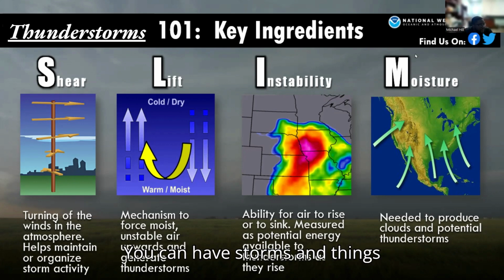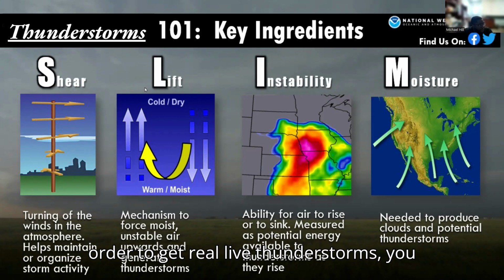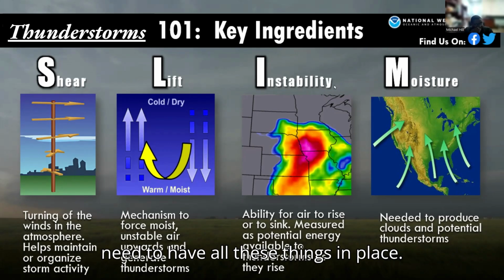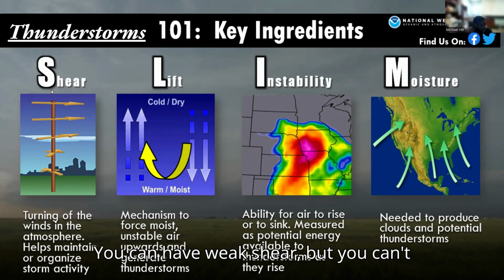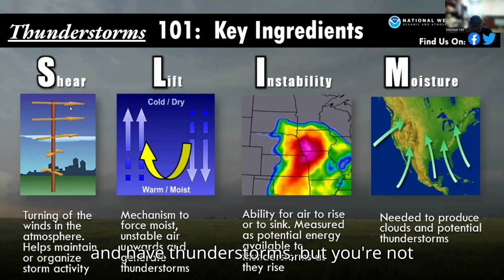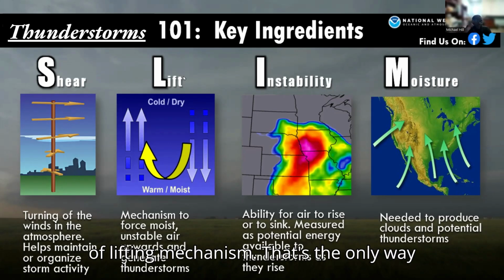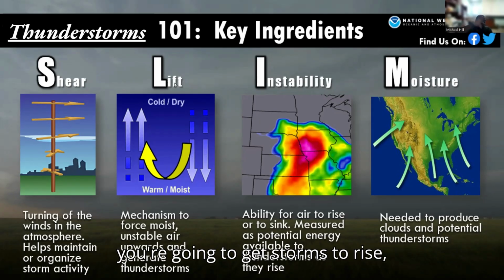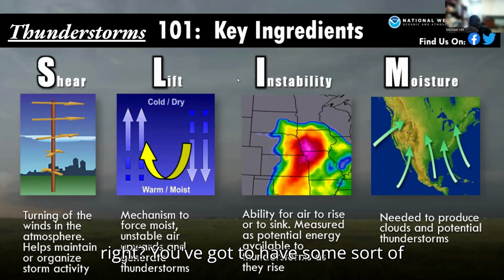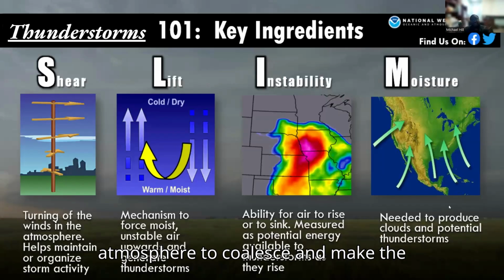You can have storms and things without one of these sometimes, but in order to get real live thunderstorms, you need to have all these things in place. You can have weak shear and have thunderstorms, but you're not going to get severe thunderstorms with weak shear. You got to have some sort of lifting mechanism. That's the only way you're going to get storms to rise, right? You got to have some sort of fuel for the storms to feed off of, and you have to have moisture in the atmosphere to coalesce and make the clouds.